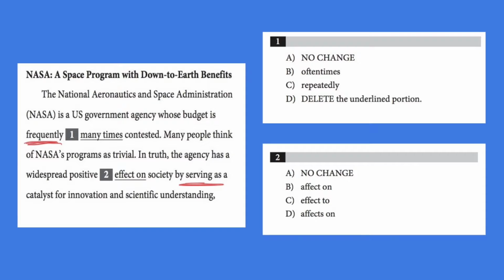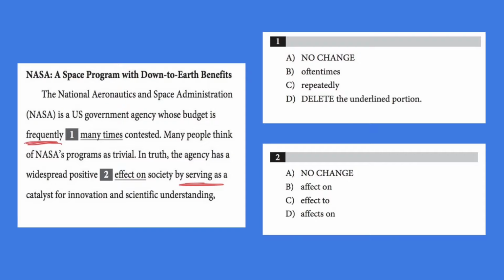In this case, we're talking about the effect NASA has on society. Since the adjective positive comes before effect, we must keep the noun form. Furthermore, the preposition on is idiomatic with the word effect, while to in choice C is not. Therefore, A is the correct answer for question 2.